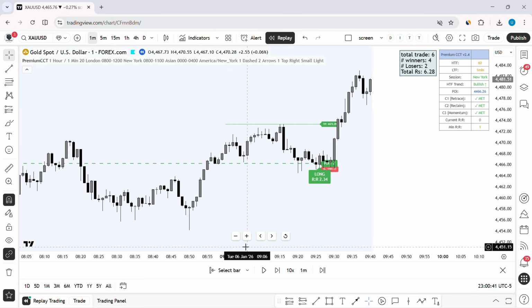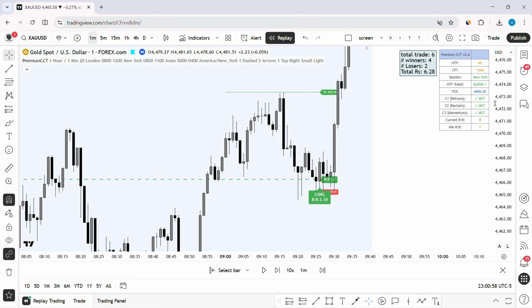So we have found another trade at the close of this candle. Our stop loss was below this low and our take profit was at this level. So this trade has resulted in profit, giving us 2.34 R.